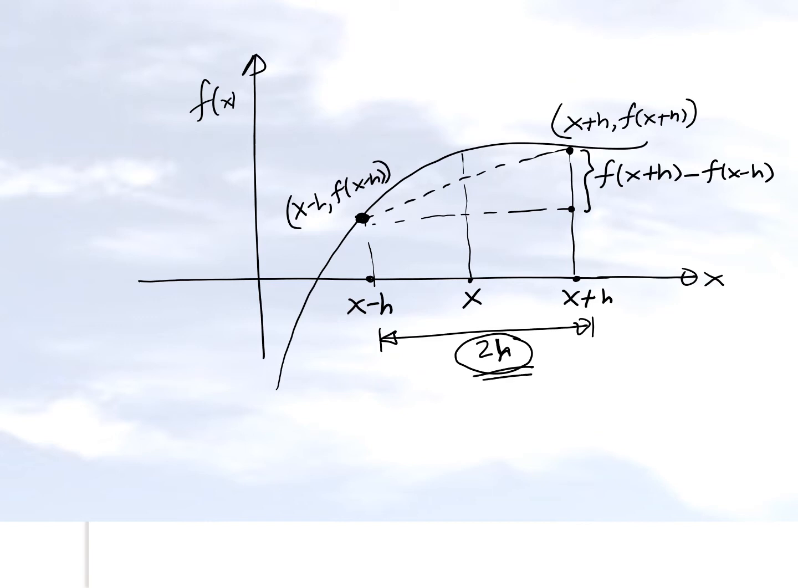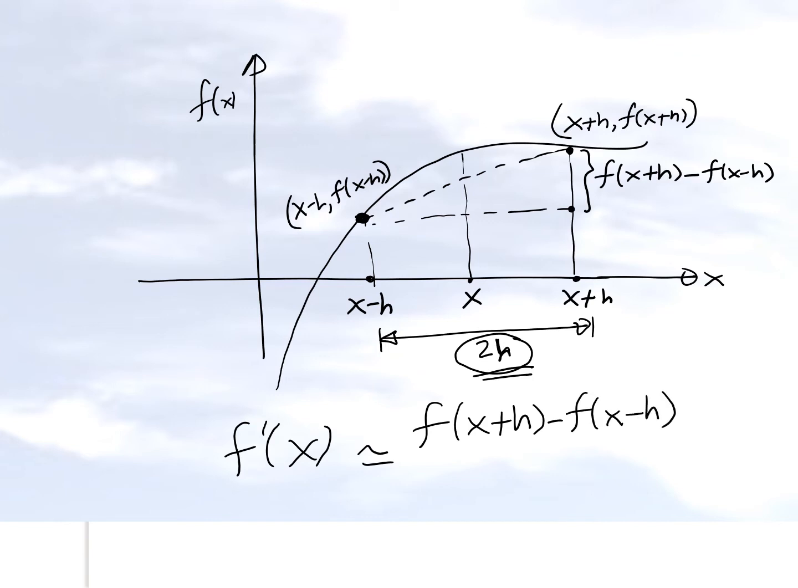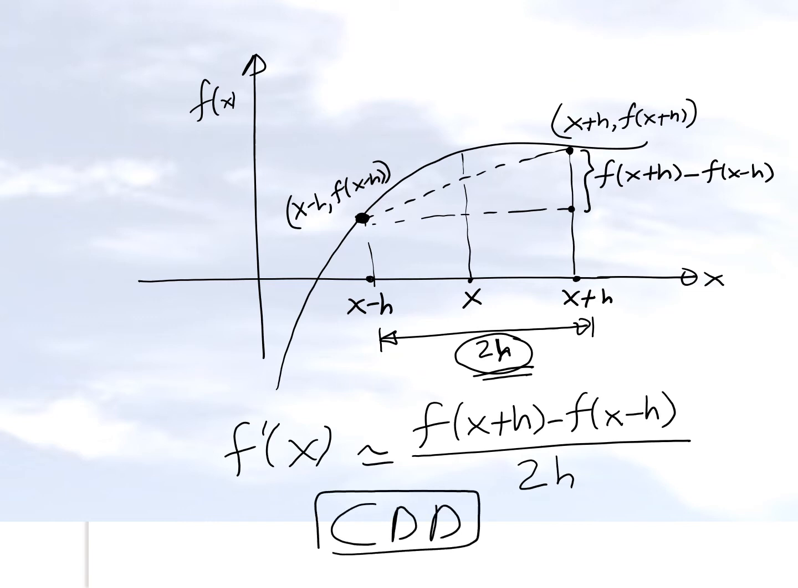So in that case, f prime of x will be approximately equal to the rise, which is this quantity right here, divided by 2h, as the approximate value of the derivative of the function. That is the CDD, or the central divided difference scheme formula right here.